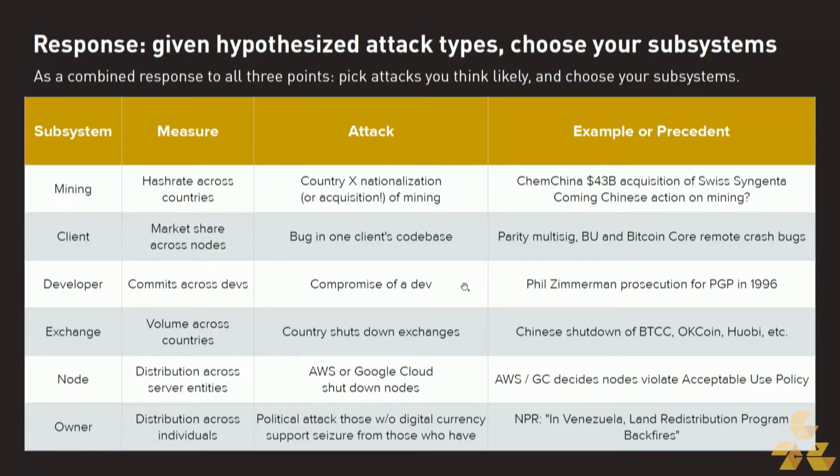Third example, right? So commits across developers. I don't know if people remember this, but 20 years ago, there were the crypto wars, crypto war 1, that was waged in the US, and guys like Phil Zimmerman were prosecuted for PGP, right? So you do want to have a Nakamoto coefficient on a particular Git repository to be fairly high.